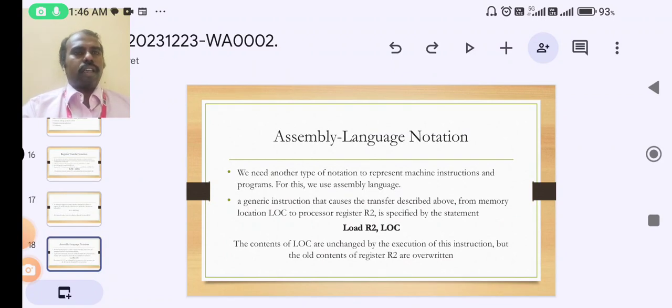And next is the assembly language notation. Here what will happen is load R2, LOC means the value at the memory location LOC is moved to the location R2. The generic instruction that causes the transfer described above from memory location LOC to processor register R2 is specified by the statement load R2, LOC.